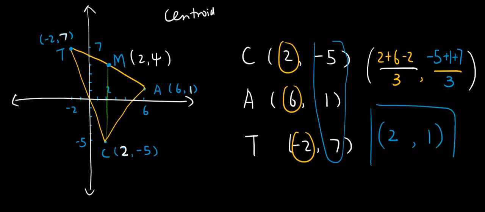See, the long method and the short method both give us the centroid. P is at (2, 1). All right. Happy learning.